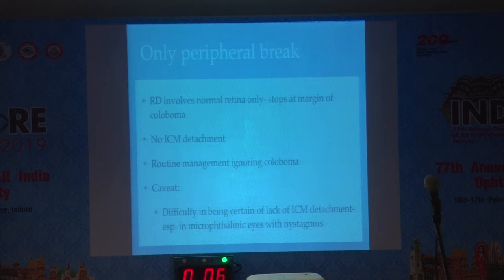If you have only a peripheral retinal break, what do you expect? You expect the detached retina to involve only the normal retina, and it stops abruptly at the coloboma margin. There is no intracalary membrane detachment, and the routine management is possible in these cases, ignoring the coloboma, because the cause of detachment is unconnected with the coloboma itself. But you must be sure that there is no ICM detachment. If you are not sure, you better assume that the coloboma could be contributing potentially and manage appropriately. What to do in that situation, we'll come to later.